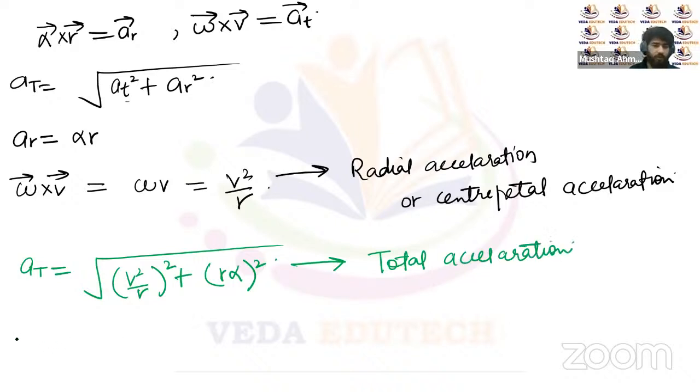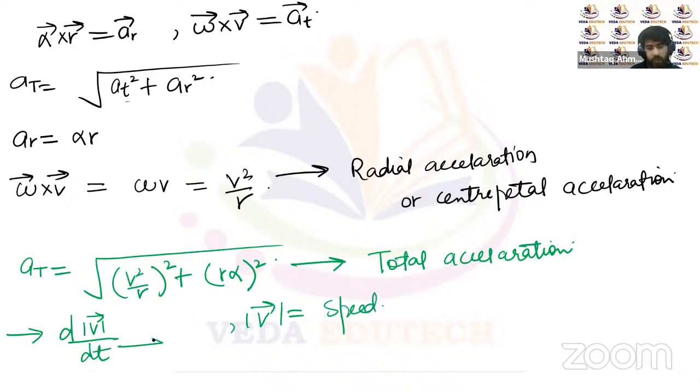This is the total acceleration. Or we can say dv upon dt, right? Modulus of v vector is nothing but the speed, right? If we take the derivative of the speed, this will give us the tangential acceleration. It means it's the rate of change of speed tangentially for the particle moving in a circular motion, right? This is the tangential acceleration.